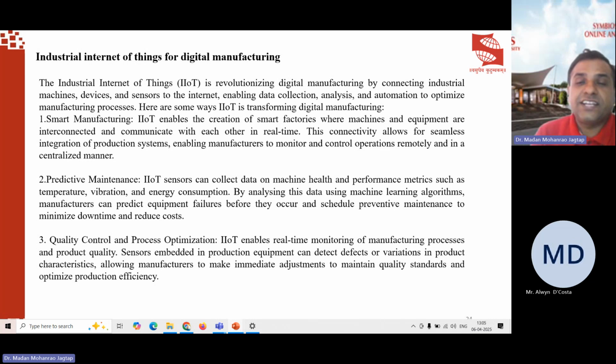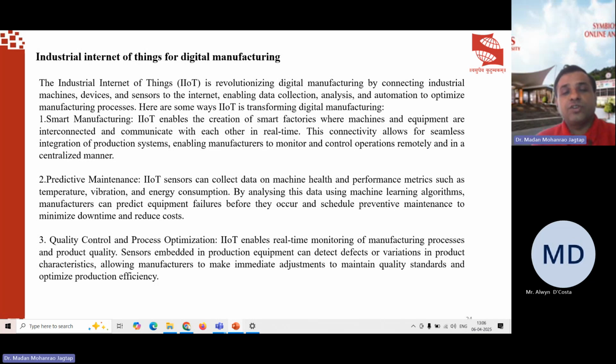By analyzing this data using machine learning algorithms, manufacturers can predict equipment failures, whether the equipment is now in the condition of failure. We can identify that, and before the failure occurs, we can plan preventive maintenance, or we can arrange a new machine in place of the same machine. We can minimize the downtime and we can reduce the cost of the operation. So we can do these things with the industrial Internet of Things.